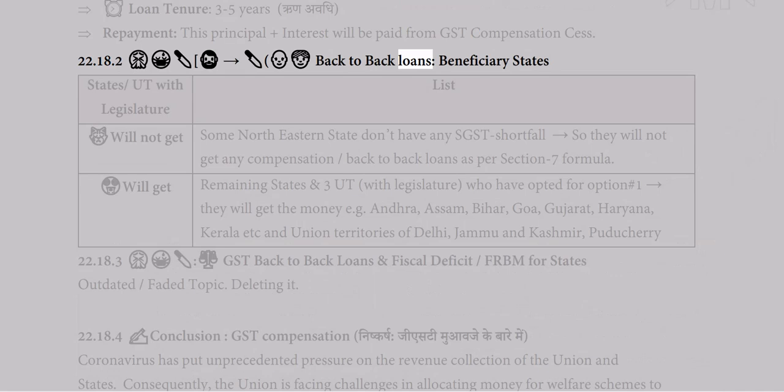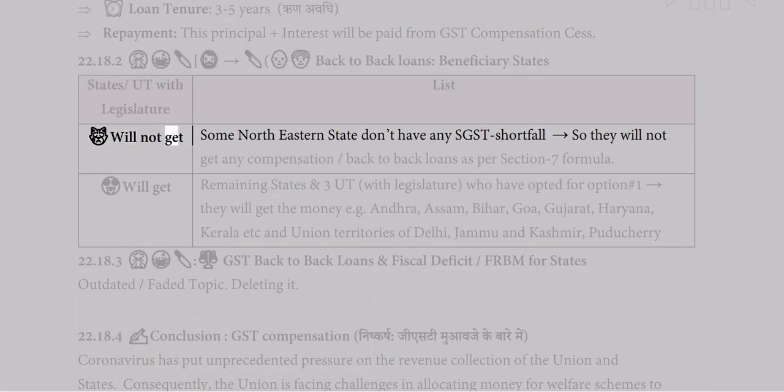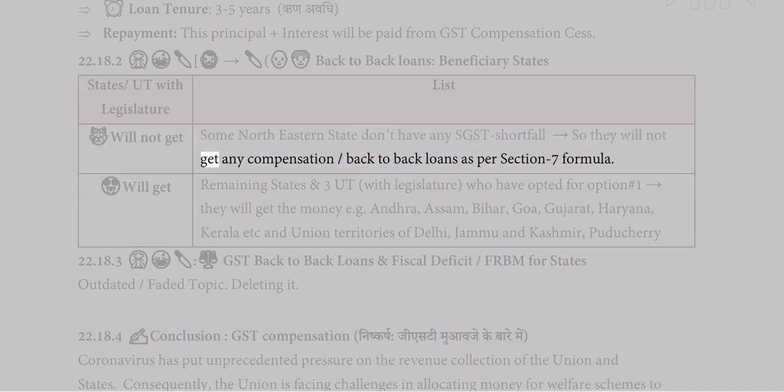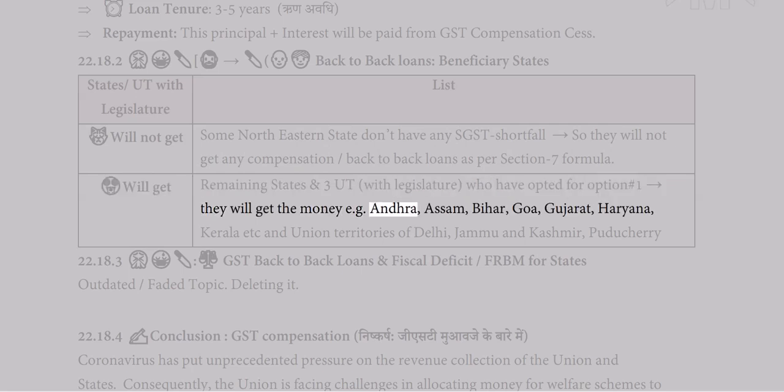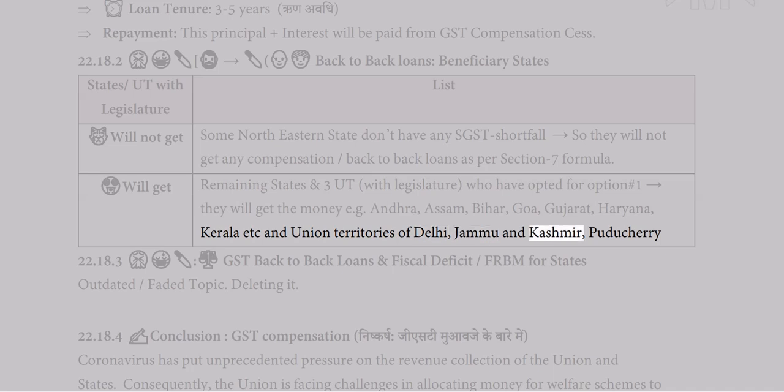22.18.2 Back-to-back loans, beneficiary states. Union Territories without a legislature will not get it. Some northeastern states don't have any SGST shortfall, so they will not get any compensation or back-to-back loans as per the Section 7 formula. The remaining states and 3 UTs with a legislature who have opted for option number 1 will get the money, e.g. Andhra, Assam, Bihar, Goa, Gujarat, Haryana, Kerala etc. and the Union Territories of Delhi, Jammu and Kashmir, Puducherry.